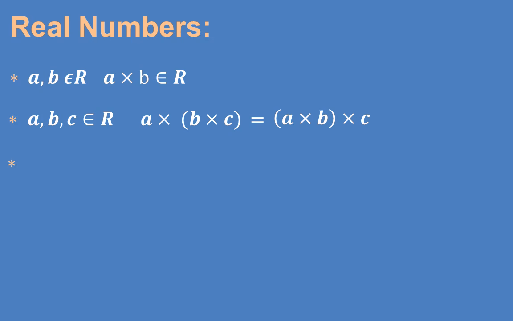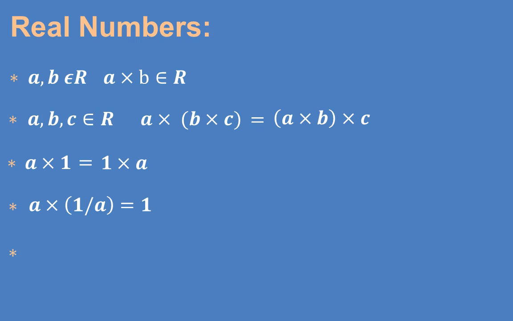The third law is the identity element for multiplication. There exists an identity element, 1, such that for all a in R, a times 1 equals 1 times a. For example, 4 times 1 equals 1 times 4. The fourth law is the existence of inverse. For every real number a, there exists an inverse of a, such that a times 1 over a is equal to 1. For example, 5 times 1 over 5 is equal to 1.